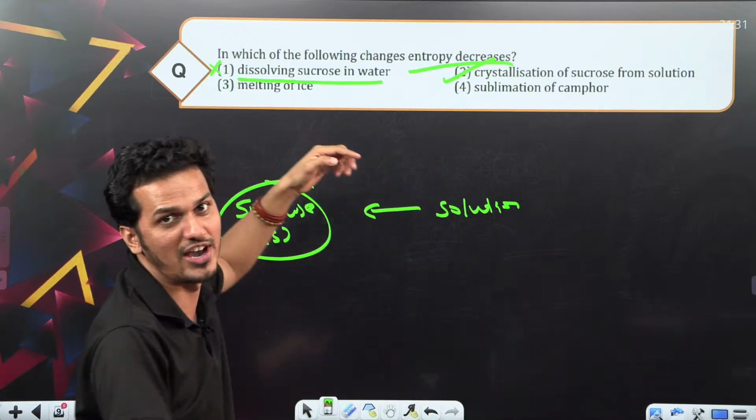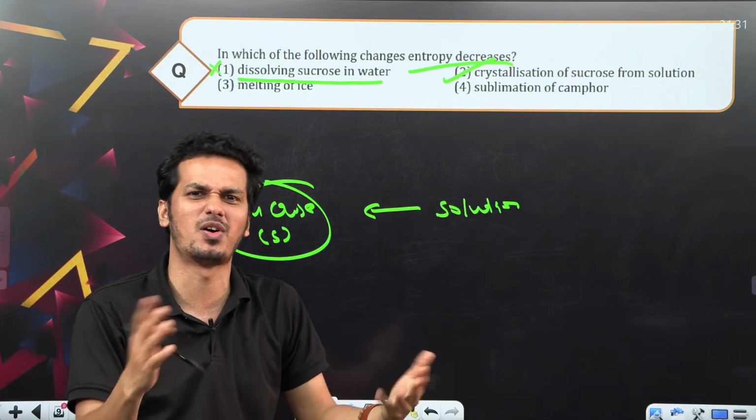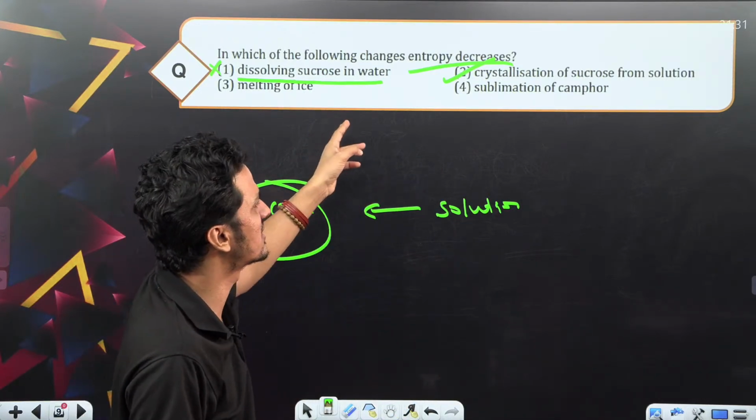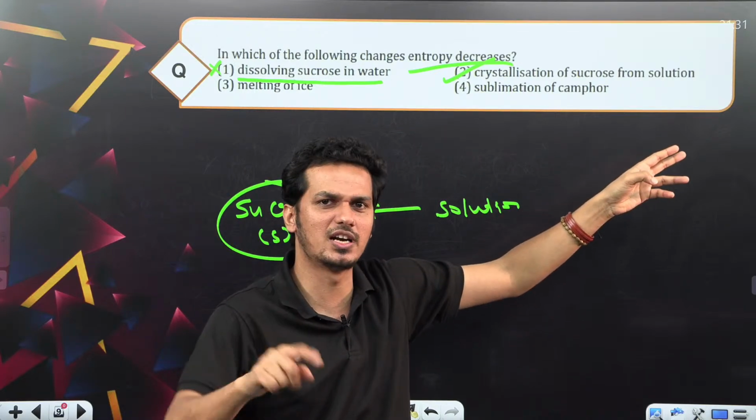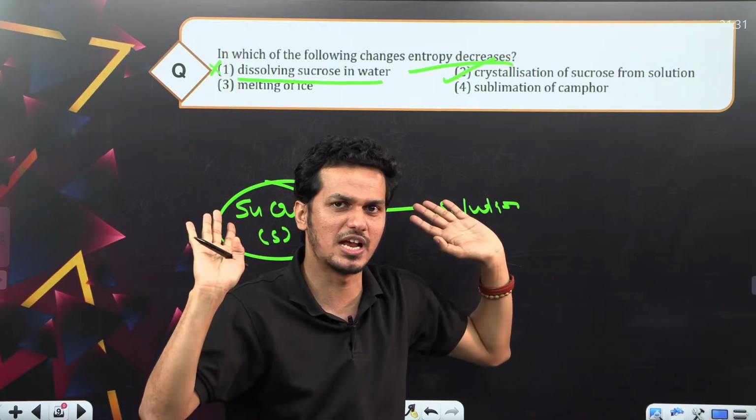What about melting of ice? Ice is melting means solid becomes liquid. Entropy increases. Sublimation of camphor. Solid directly goes to gaseous state. That time also entropy increases.